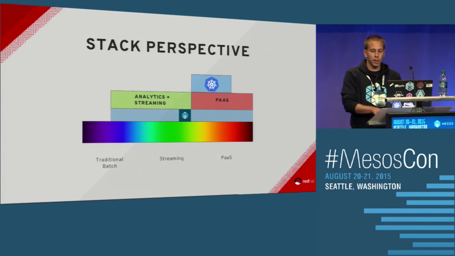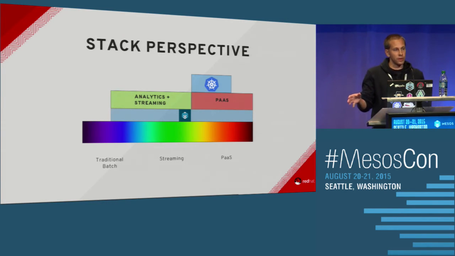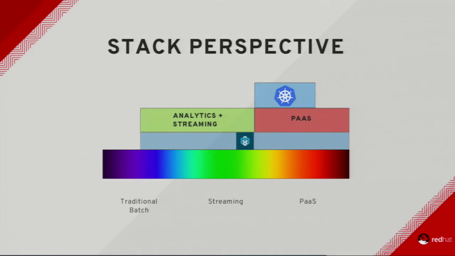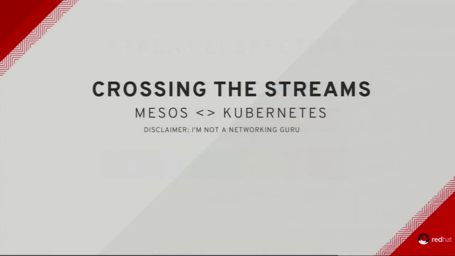So from a stack perspective, it kind of looks like this. Right? Very similar to the previous diagram that I showed, but just kind of lumps it together. And again, the ongoing joke is analytics plus streaming is just big data. So crossing the streams. What happens when I create a service on Kubernetes and want to use it in Mesos? What happens if I want to use a framework from Mesos inside of Kubernetes? Right?